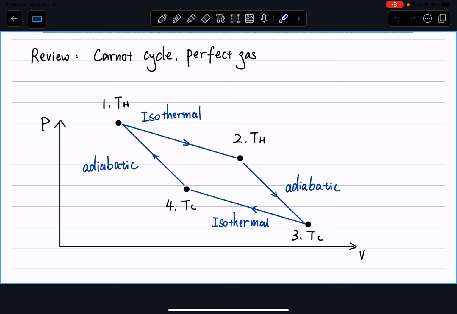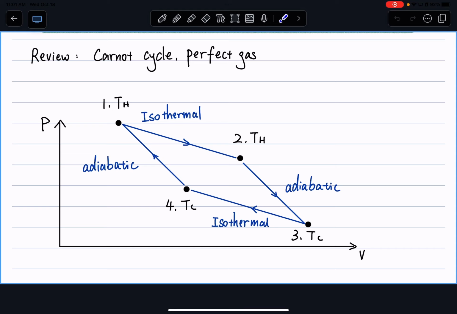So just keep in mind, a Carnot cycle by definition consists of two reversible isothermal processes, where the temperature remains the same from 1 to 2 and 3 to 4, and also two reversible adiabatic processes. When we say adiabatic, from 2 to 3 we do not have any heat transfer, and from 4 to 1 we do not have any heat transfer. For the Carnot cycle, everything is reversible.